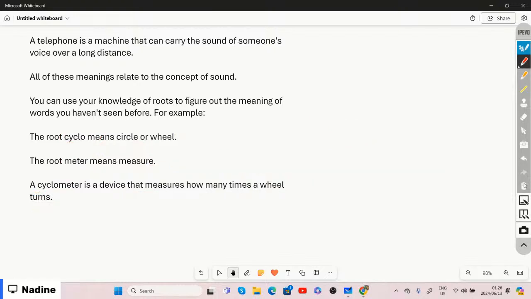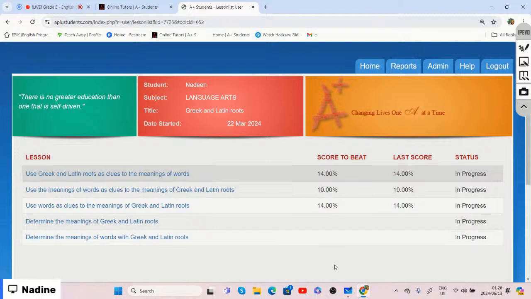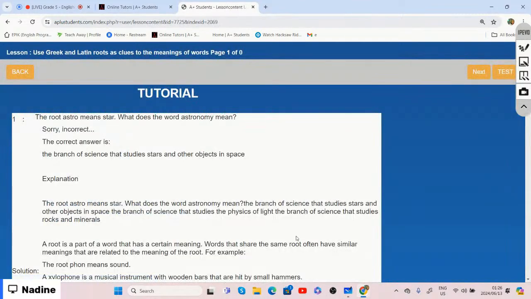All right, so now we're going to go to aplusstudents.ca, where we'll be doing our tutorial lesson on Greek and Latin roots. And the first lesson that we're going to be focusing on is to use Greek and Latin roots as clues to the meaning of words.